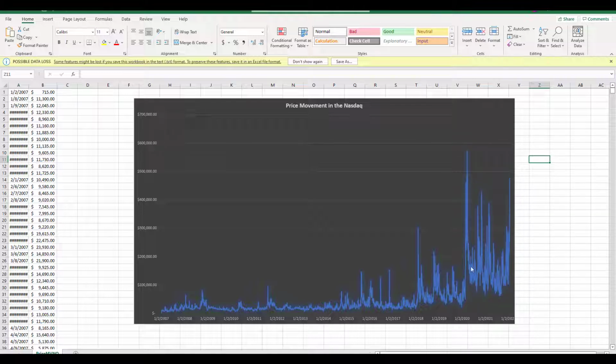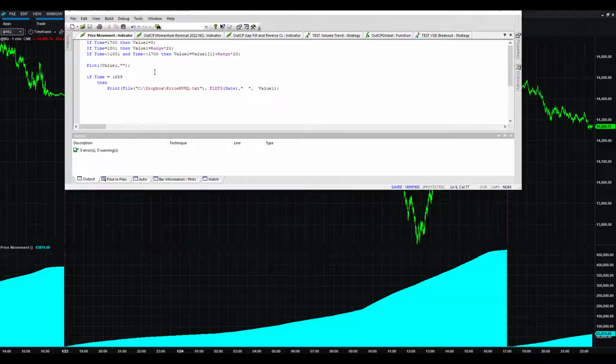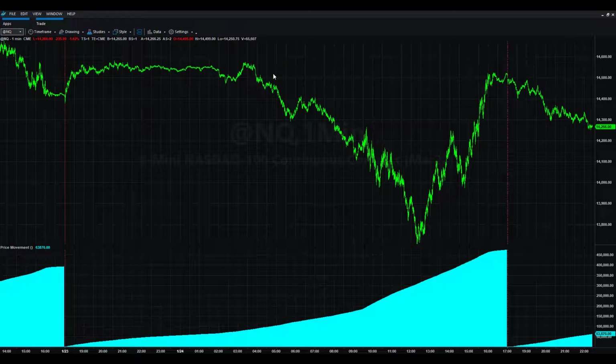A rare pandemic. There were a lot more limit moves. We didn't even have a limit move today, and we're all the way up here. So that is price movement in the NASDAQ. Once again, here is the indicator, and this simply tells you how much price action is going on.